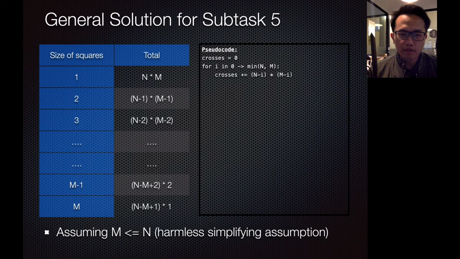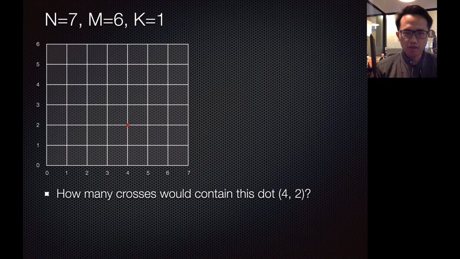Now, what about cases where m is larger than n? Well, here I just iterate i from 0 to the min of n and m to take care of that scenario. Moving on to subtask 6, k equals 1.